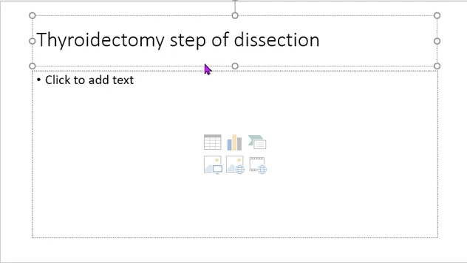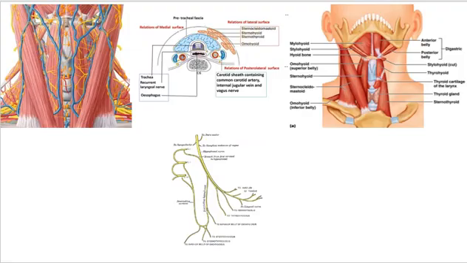Thyroidectomy steps of dissection. Skin flaps are reflected along with the platysma, and the investing layer of deep fascia is opened longitudinally between the strap muscles, between the anterior jugular veins. This is the anterior jugular vein and these are the strap muscles. This is sternohyoid, this is sternothyroid, this is sternocleidomastoid muscle.